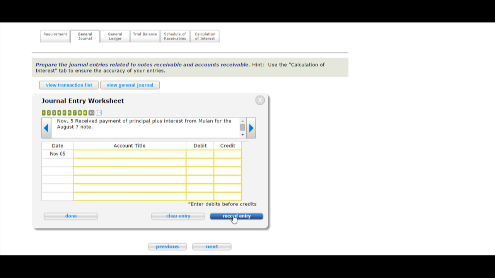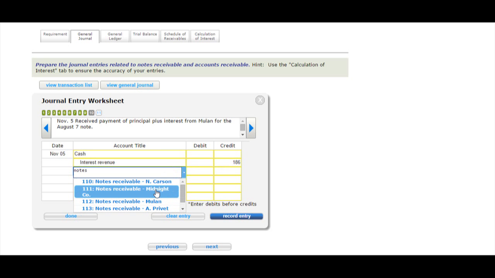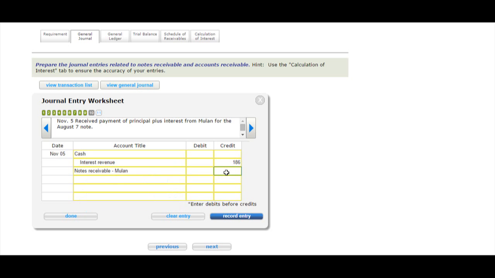On November 5th, receive payment from Milan. Interest is calculated as $74.50 times 10% times 90 over 360 for a total of $186.25. Debit cash. I can't add that in my head.